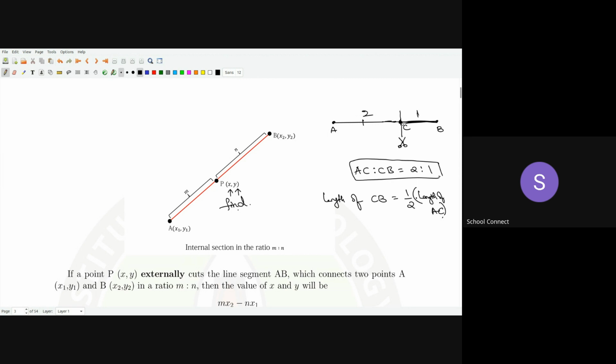We can use m, n, x1, y1, x2, y2. Okay. So that's the goal or challenge. So we have to write x, y in terms of m, n, x1, y1, x2, y2.